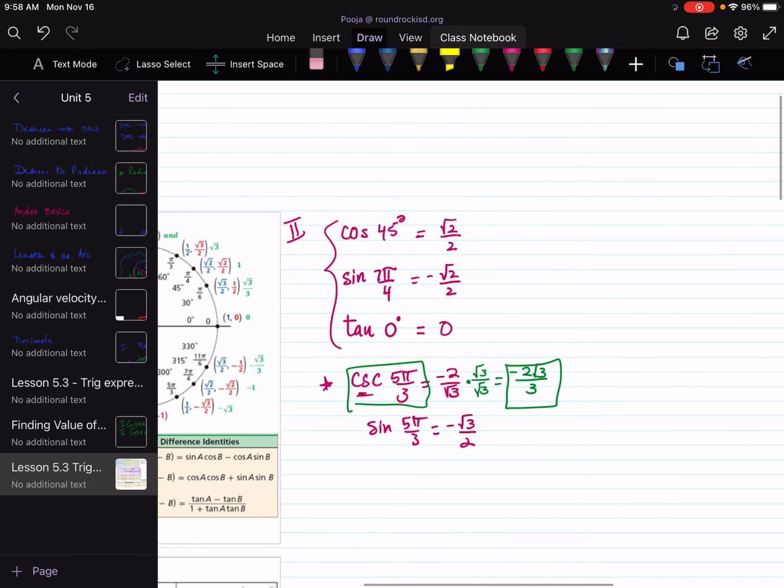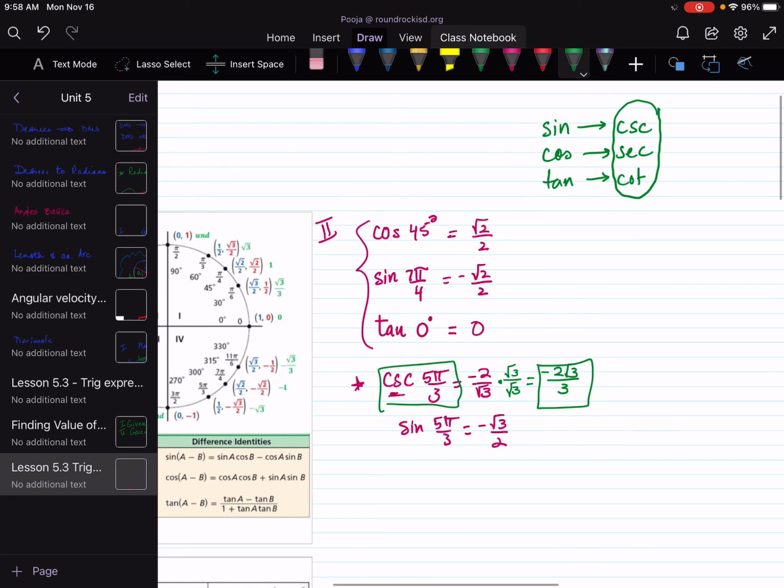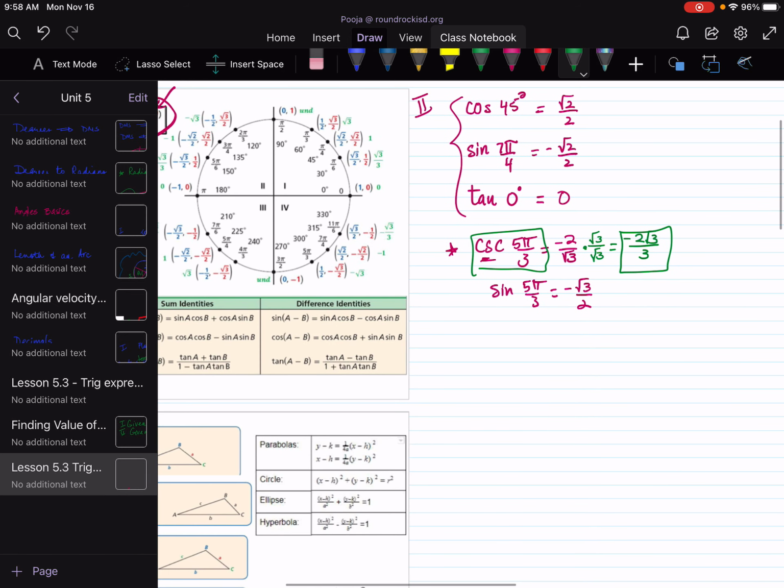Let me write it one more time here. Sine is to cosecant, cosine is to secant, and tangent is to cotangent. Keep that in mind. If we were asked any three of these, we will first have to find their reciprocals, then get to them. Here's another example.